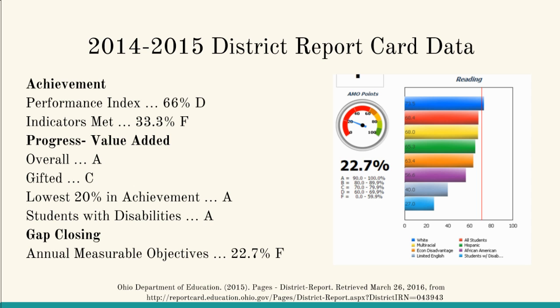This chart to the right shows our data chart for closing the reading gap. Annual Measurable Objectives, or AMOs, compare performance of groups to a state goal, which is the red line. In our district, white students are the only group meeting the state goal. Every other group shows gaps. We need to work to lessen these gaps in order to meet the various learning needs of our diverse population of students.